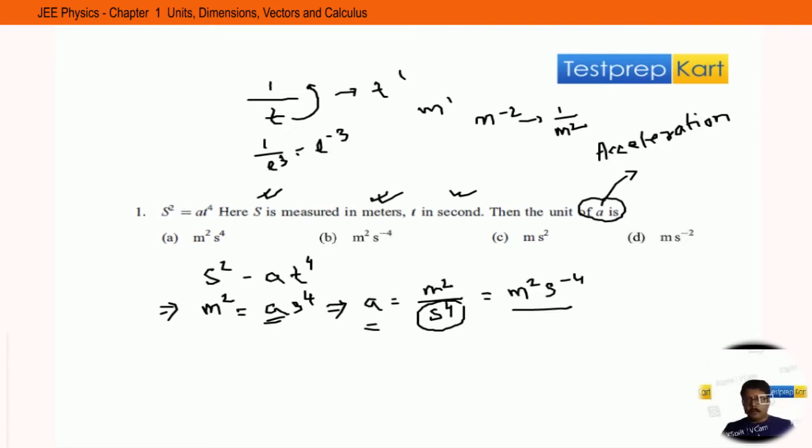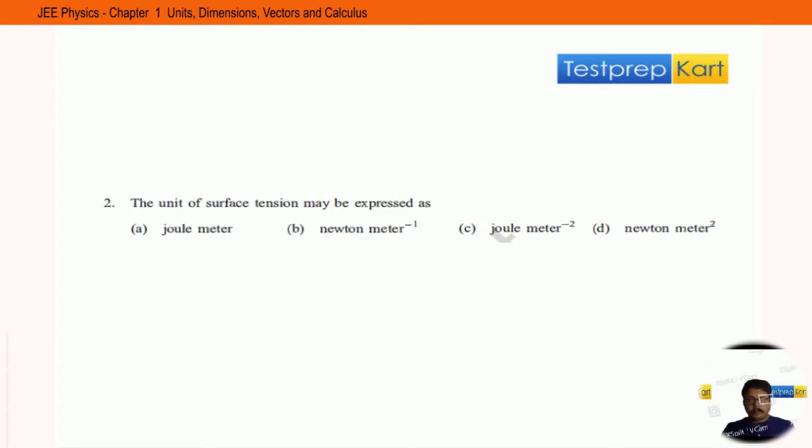Now, the unit of surface tension. So at this particular juncture, you should know something about what surface tension is. This is the most important thing. But even if you don't know the definition of surface tension, still you can solve the question. So surface tension is a very important section that we need to follow.